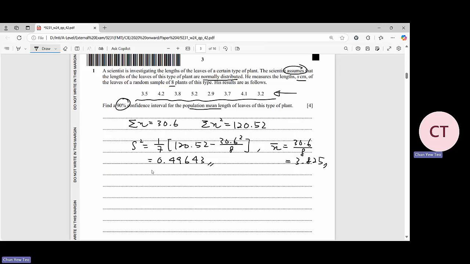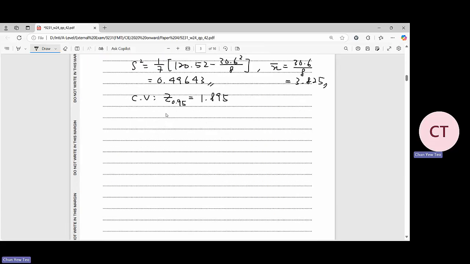For the 90% confidence interval, the critical value is 1.895. This is the critical value of t at 0.95, which is 1.895. So the 90% confidence interval for the population mean is equal to x bar plus or minus t 0.95 times the square root of s squared divided by n.